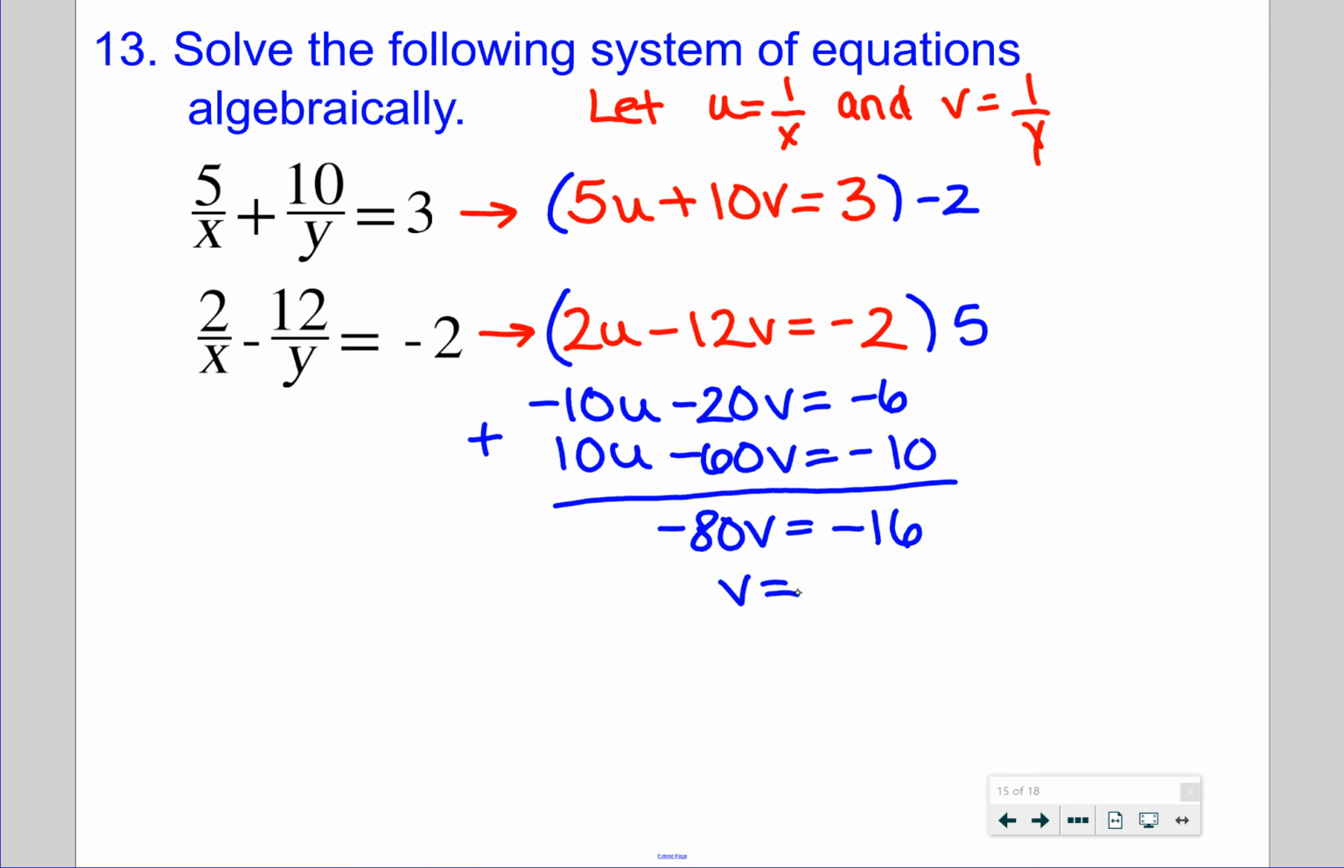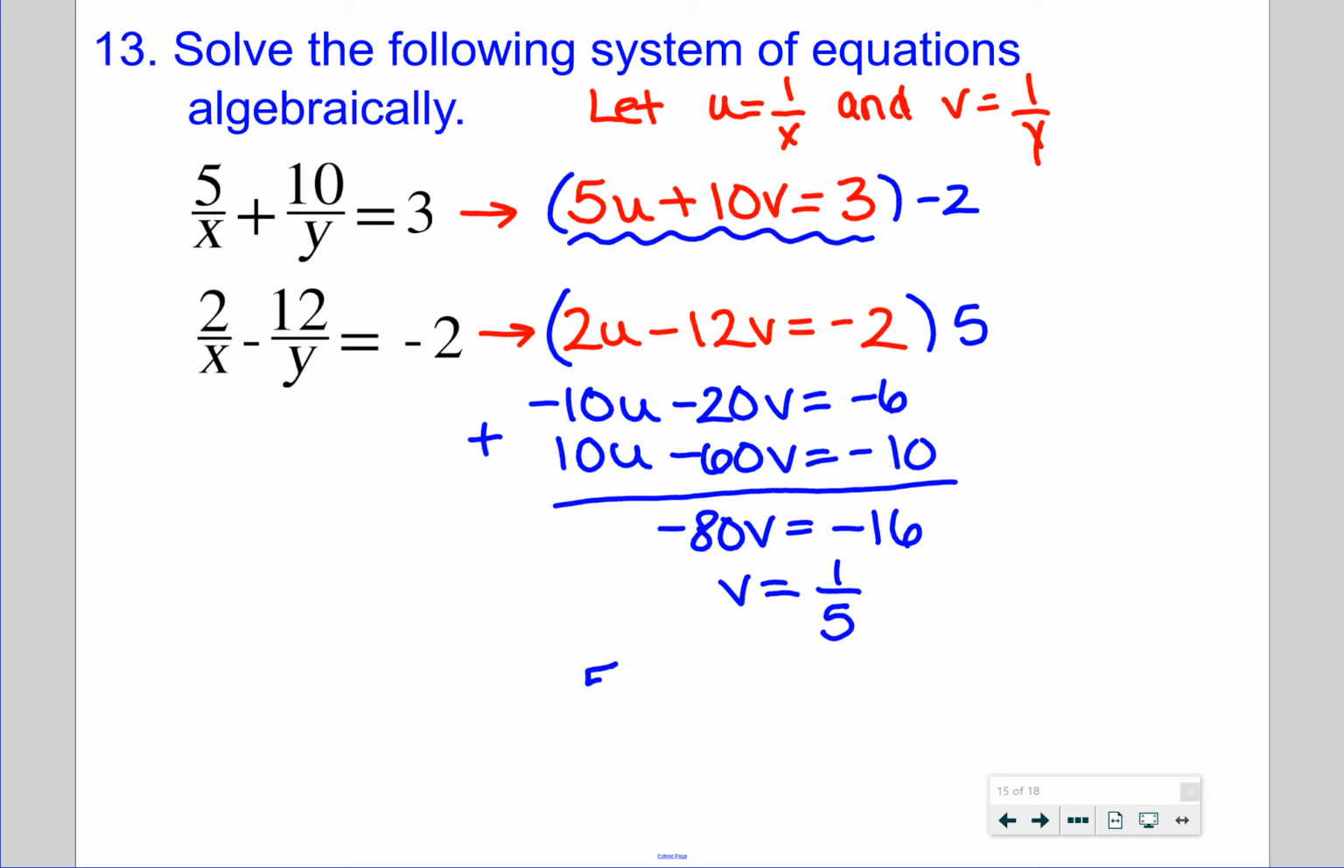And then to solve for v, I'm going to divide both sides by 80. So I'm going to have 16 over 80, which reduces to positive 1/5. Once you have that, you can plug it back into either original equation with the u's and v's to solve for u. I'm going to plug it in here in the top.